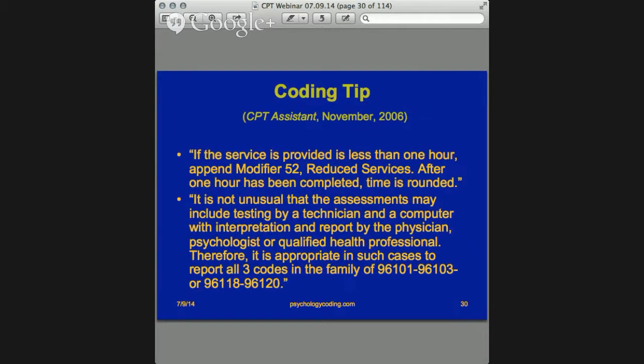However, I do want to mention that sometimes, if any of these codes are less than 1 hour, you can append modifier 52. But the assumption is that most always the code will end up rounding to another number. In this case would be to a higher number or lower number, and I'll talk about time a little bit later on.